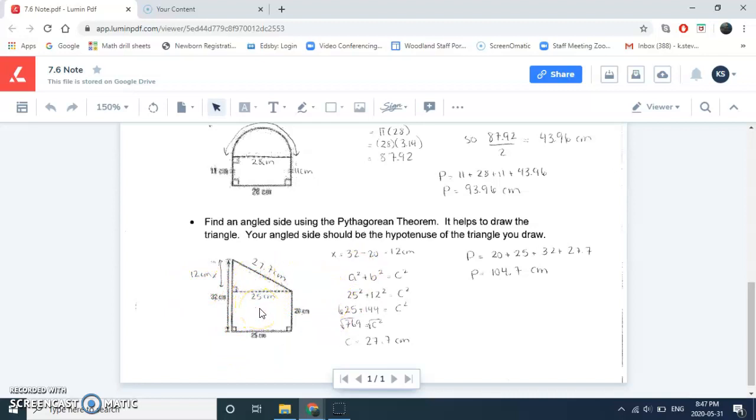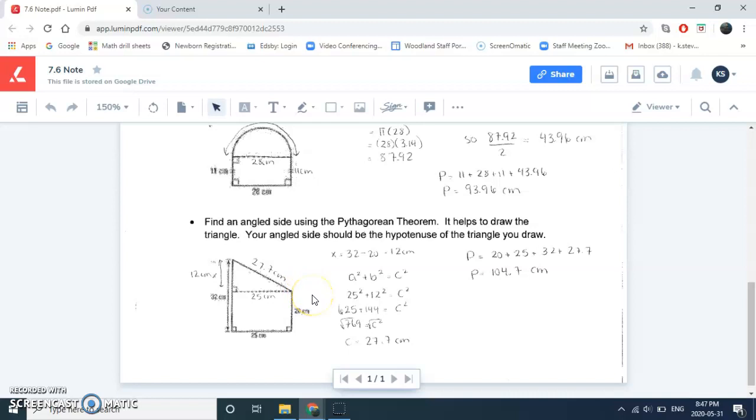We have our 25 centimeters plus our 12 centimeters. So now we can do our Pythagorean theorem, which is our a squared plus b squared will give us c squared. So 25 squared gives us 625, plus 12 squared gives us 144, which leaves us with 769. Now again, we need to square root to get rid of that squared up top there. So square root of 769 gives us 27.7 centimeters. So now we have our hypotenuse.